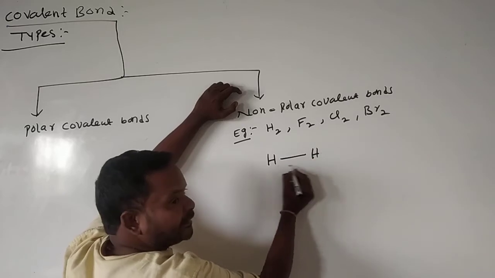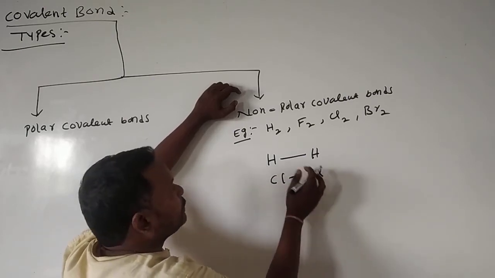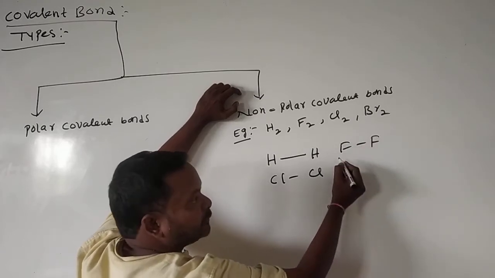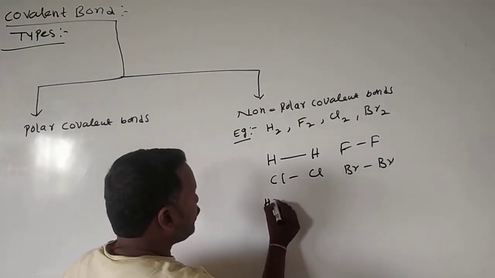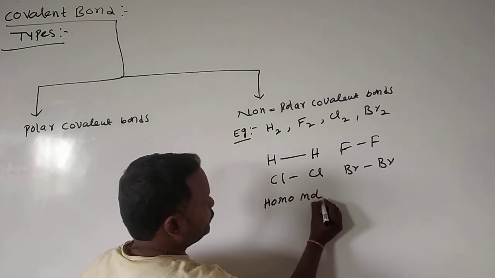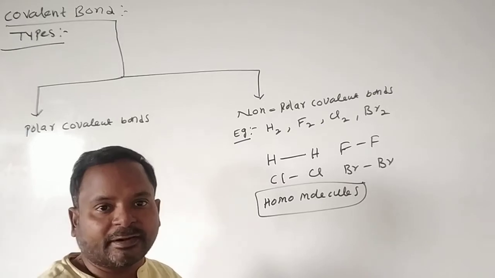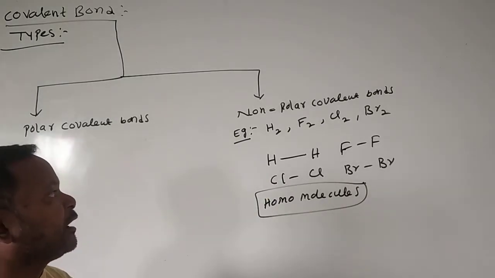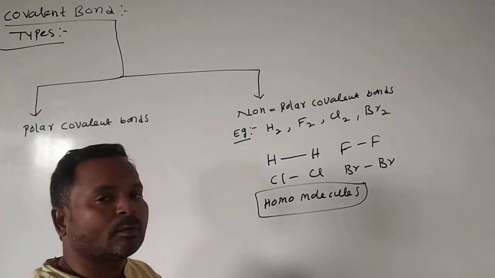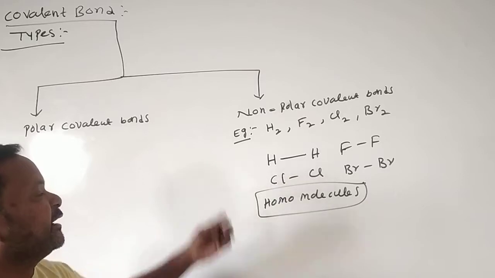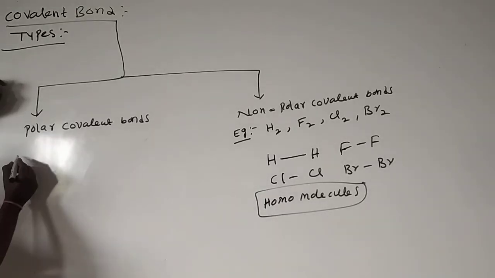Hydrogen, equally shared, so this should be non-polar. Chlorine and chlorine, this is also non-polar. Fluorine, also non-polar. Bromine, also non-polar. All these are homomolecules. Homomolecules which are covalently bonded are simply considered non-polar covalent molecules, and those particular bonds we consider non-polar covalent bonds. Non-polar covalent bonds. And now, polar covalent bonds.